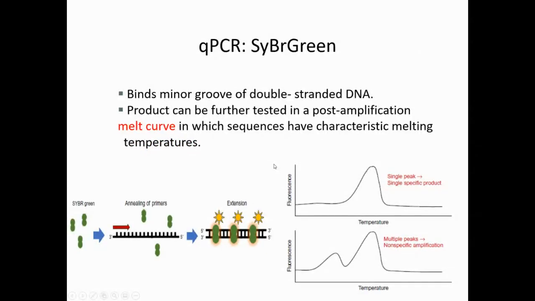So the SYBR Green, and also the EvaGreen. The EvaGreen is the third generation of DNA binding dye. They bind any double-stranded DNA. So during the amplification, the extension stage, the more product you have, the more dye will bind, and then you will detect the signal.